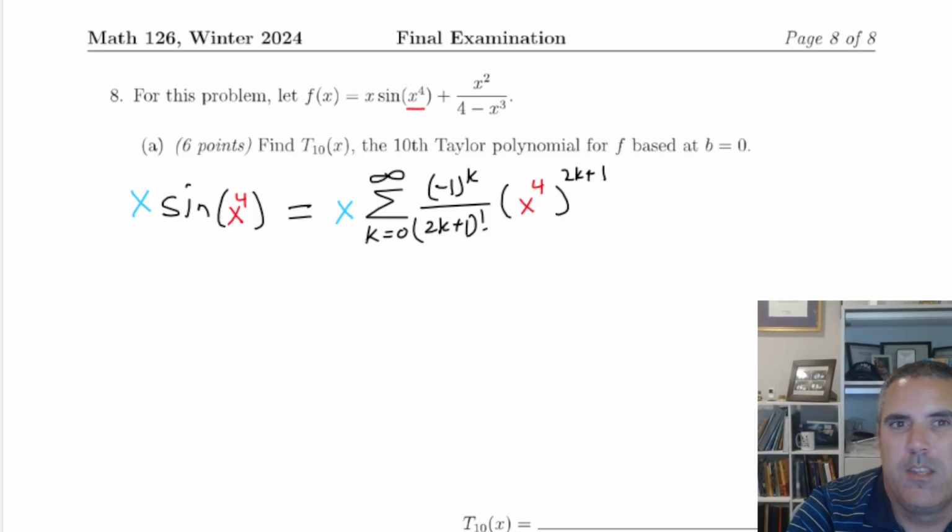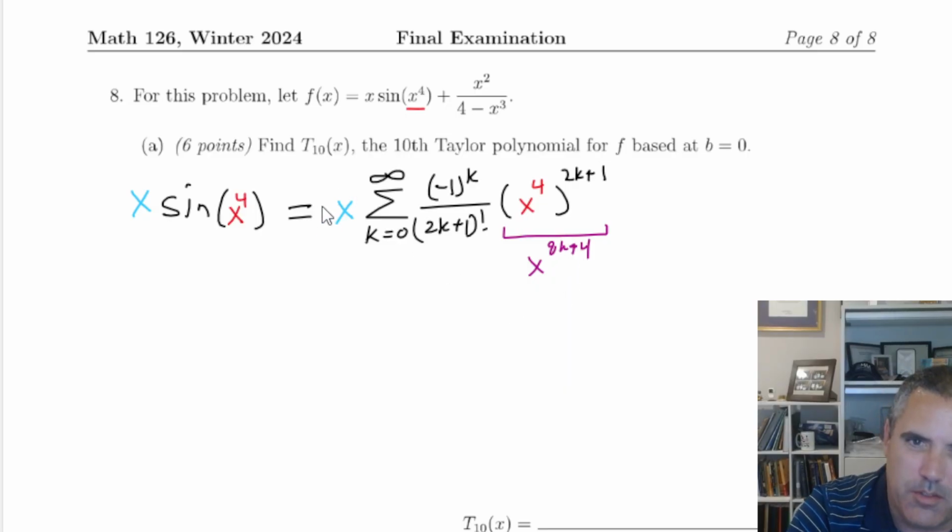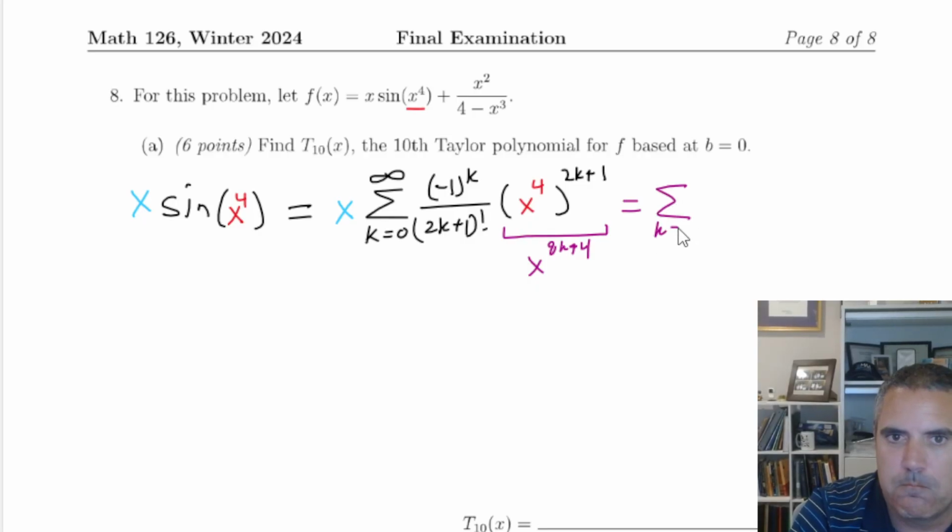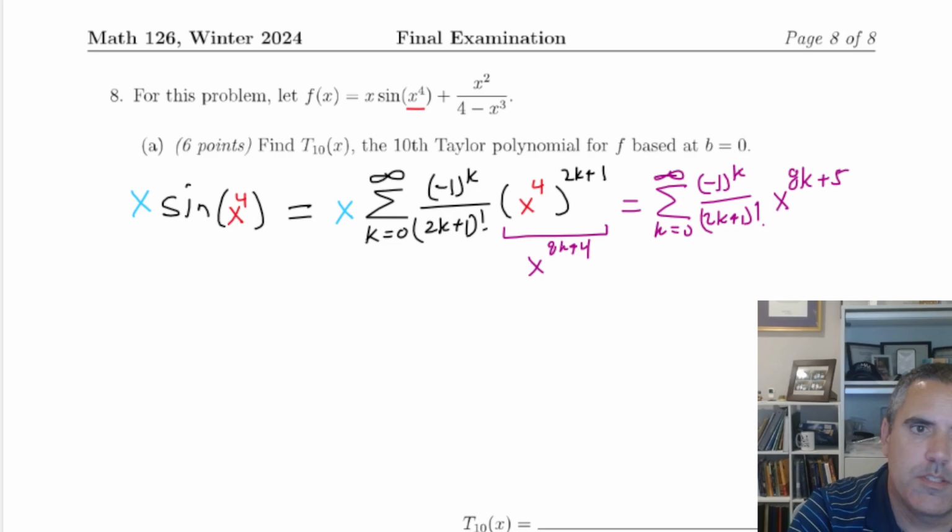Done. Now it's a lot more user-friendly if I can clean that up, so let's do that now. This is the same thing as x to the 8k plus 4, and if I distribute that x all together, I get the sum that looks like this. Okay, that one's done. Let's go to the next one.